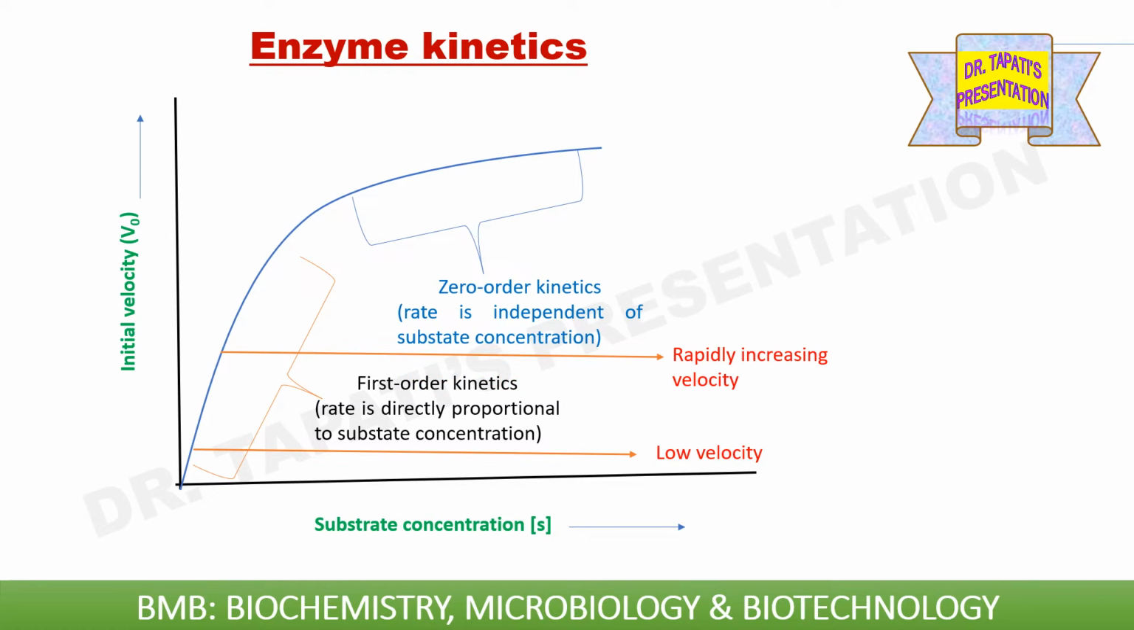Now, when the enzyme is saturated with the substrate, at that time V is equal to Vmax, and you will get zero order kinetics because rate is independent of substrate concentration. If you increase substrate concentration, there will be no change in velocity in this region. So the starting region is first order kinetics, and then after enzyme saturation it is zero order kinetics.